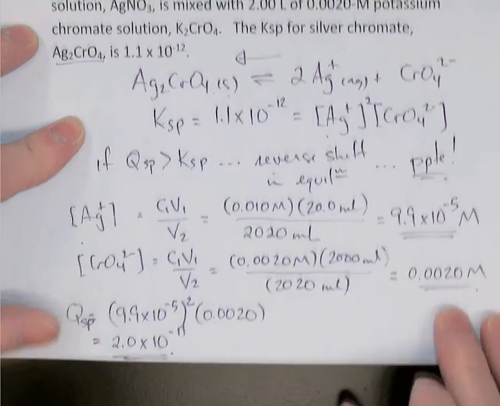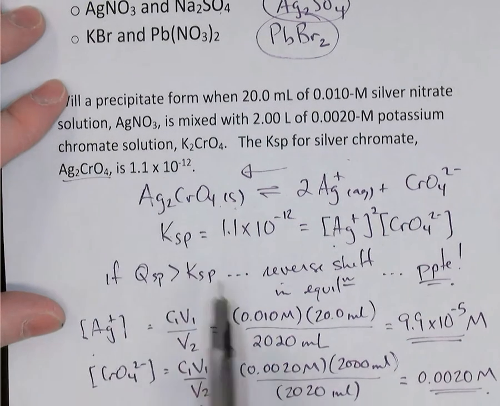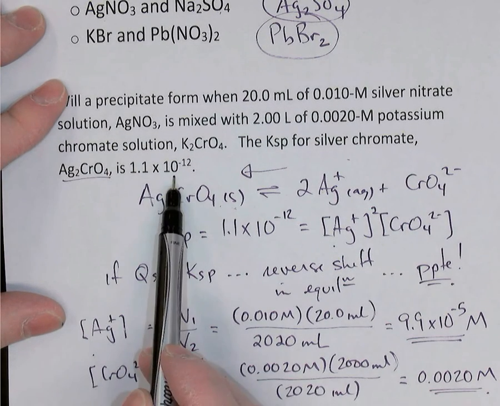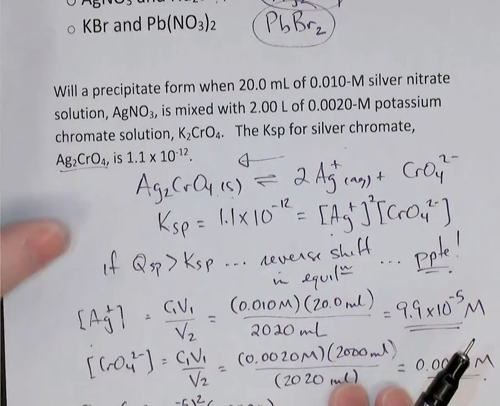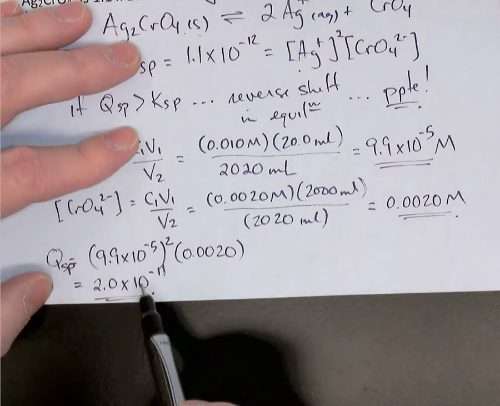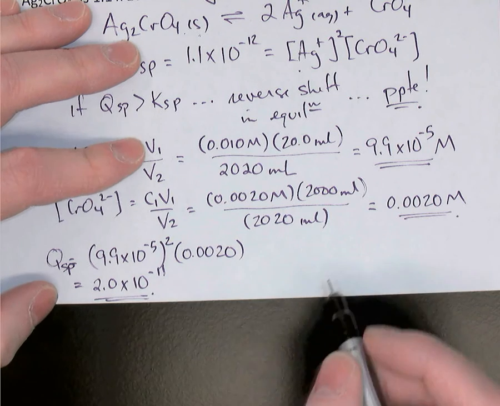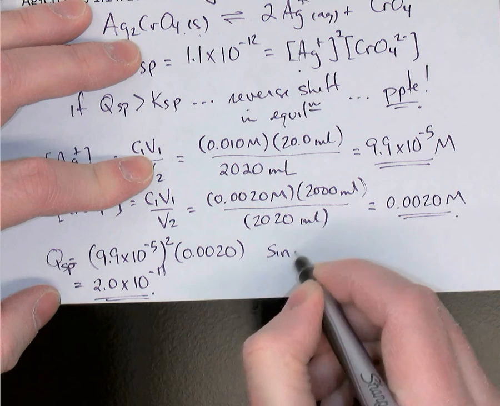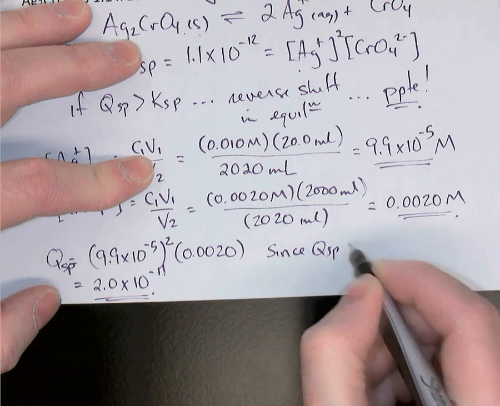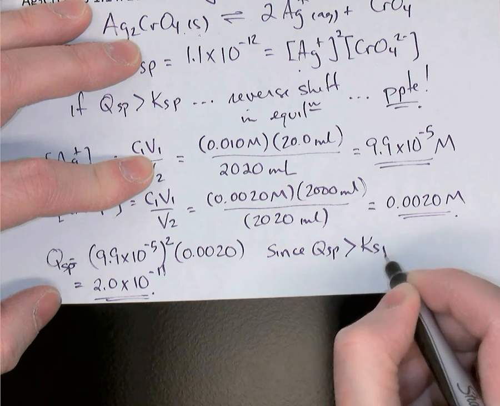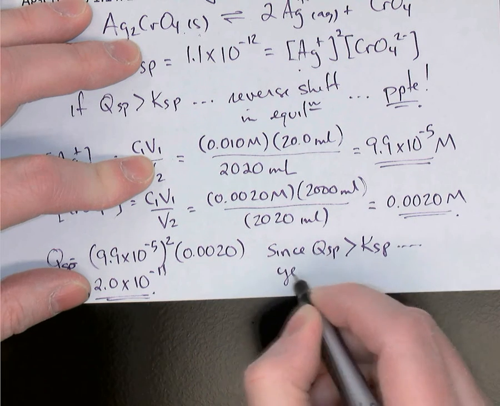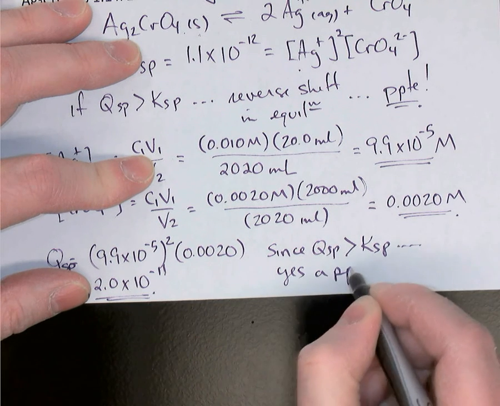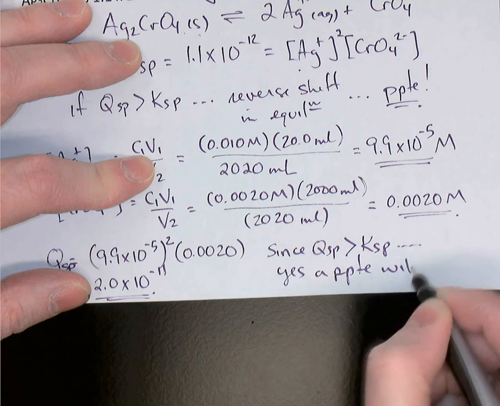That's very close, but when we look at the KSP, we get 1.1 times 10 to the minus 12. And so the QSP is indeed slightly bigger than KSP. So since QSP is greater than KSP, yes, a precipitate will form.